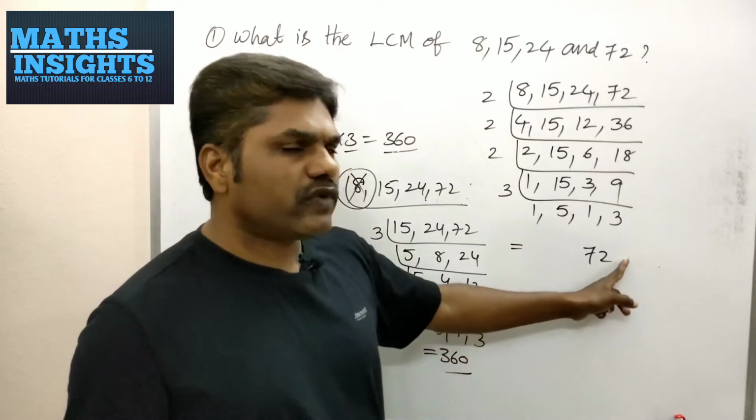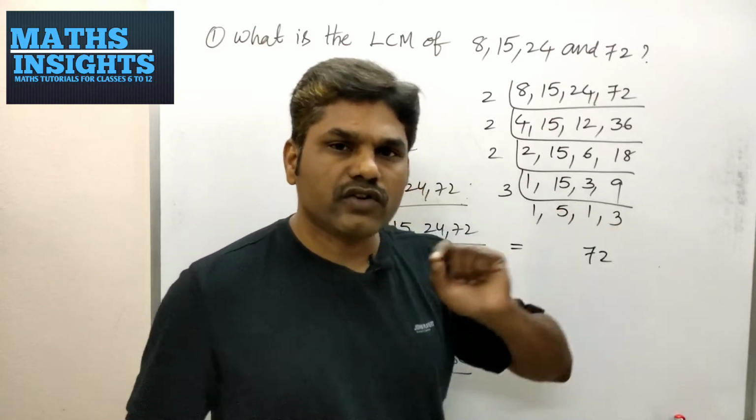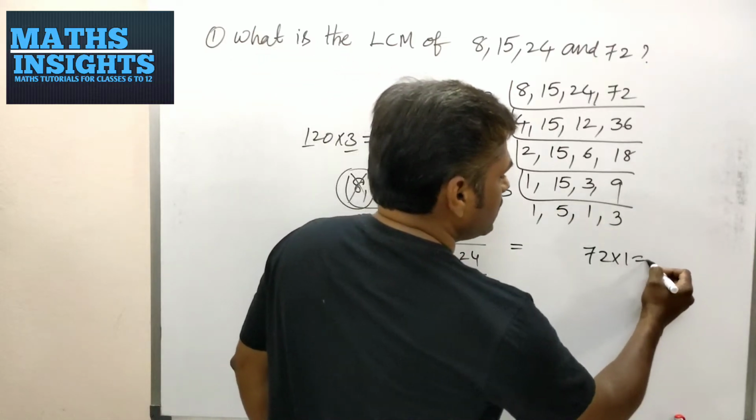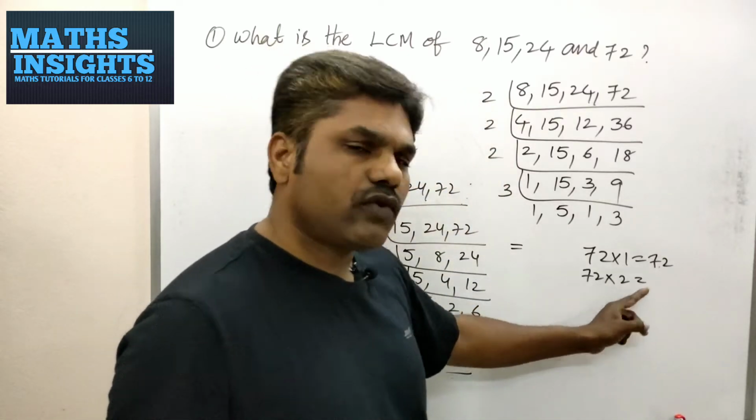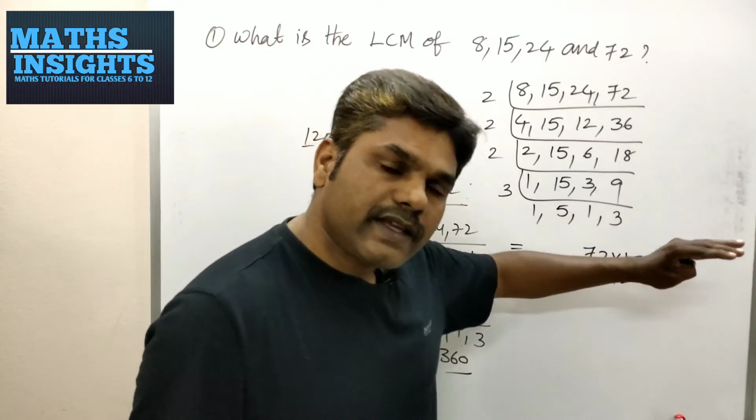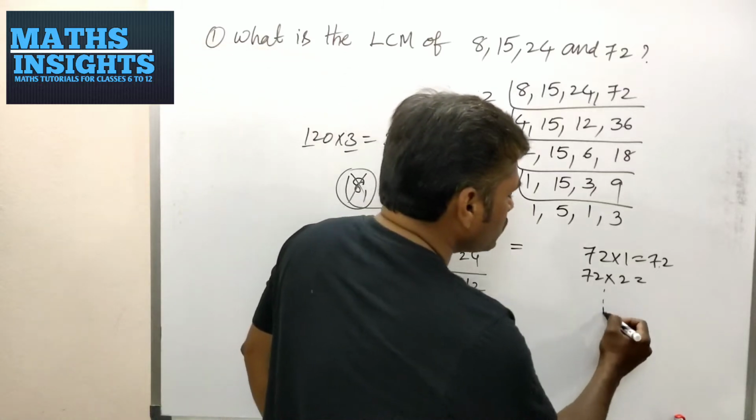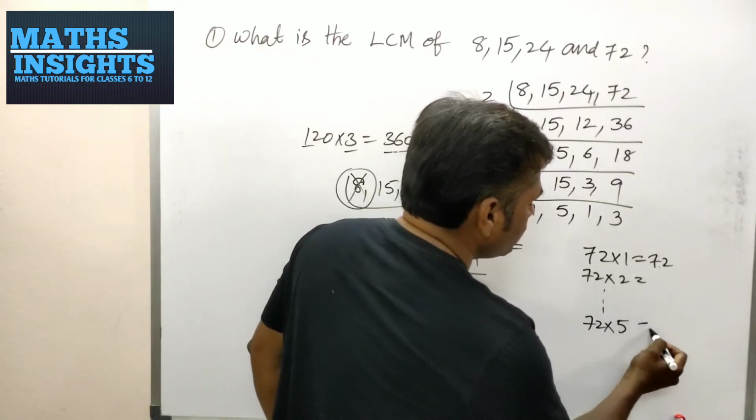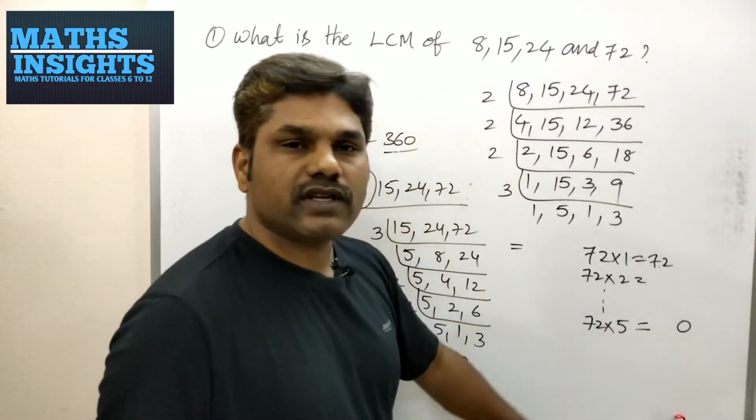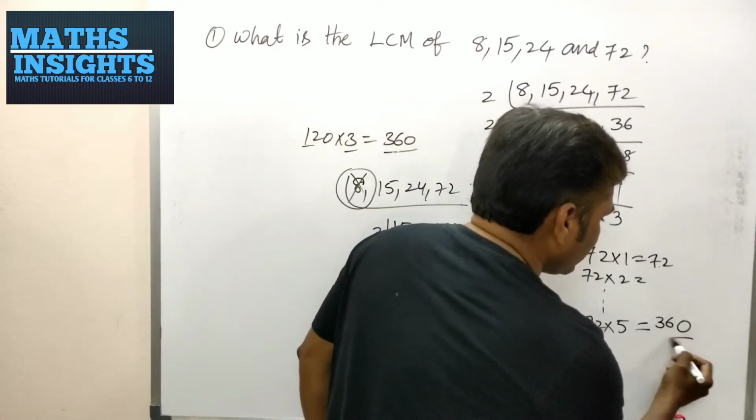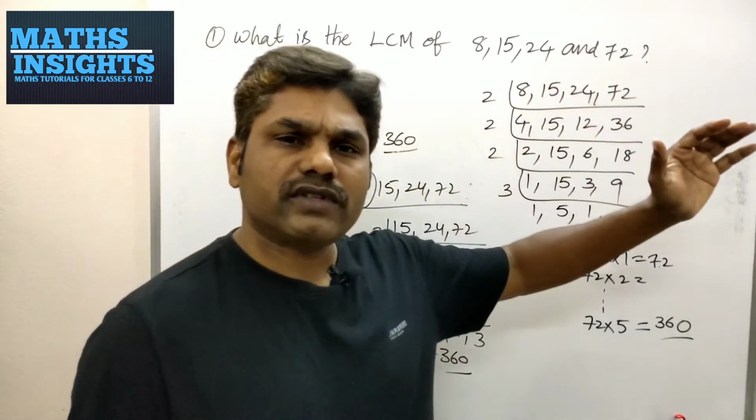If you observe, 72 ones are 72, 72 twos are 144, so you are not getting either 0 or 5 in the units place to make it divisible by 15. If you go on, 72 into 5, 5 twos are 10, 5 sevens are 35, 36. So 360 is the LCM of these 5 numbers.